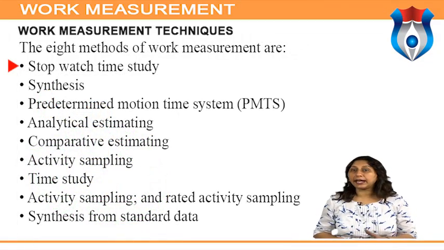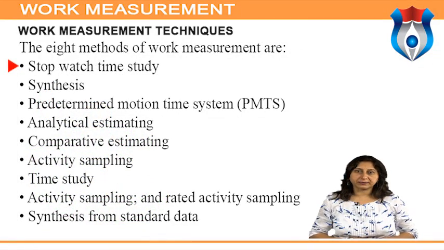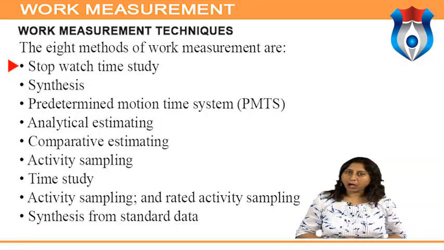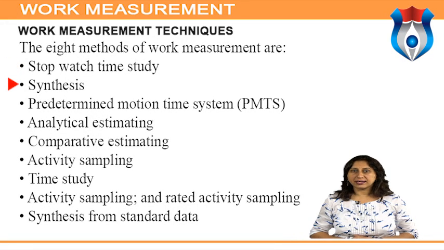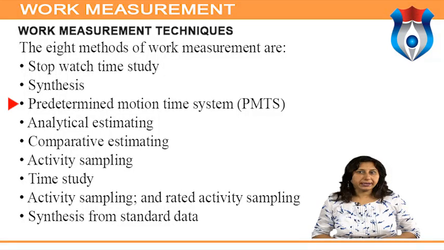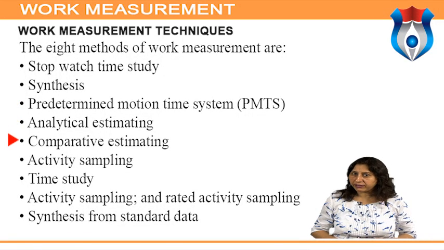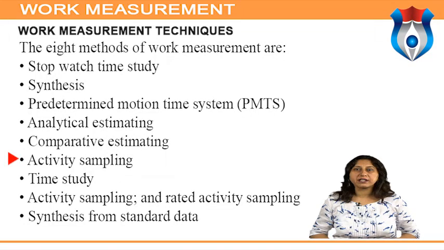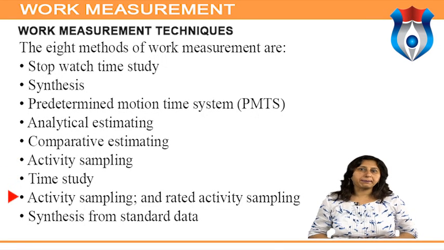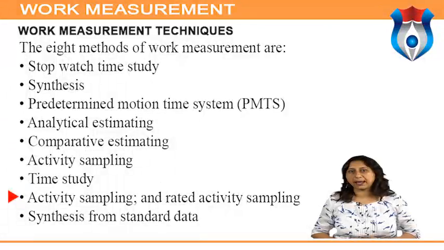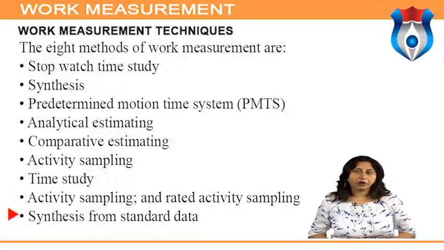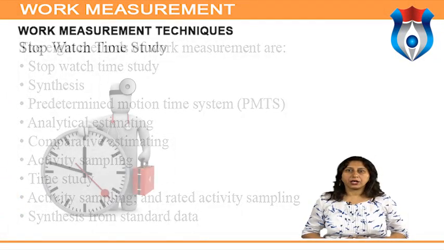Basically, there are 8 methods of work measurement. They are: stopwatch time study, synthesis, predetermined motion time system (PMTS), analytical estimating, comparative estimating, activity sampling, rated activity sampling, and synthesis from standard data.